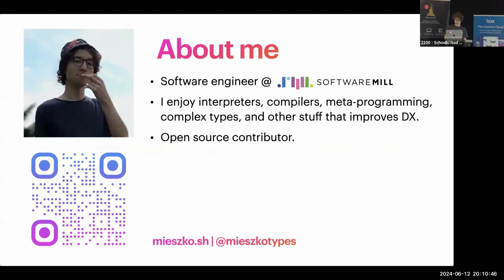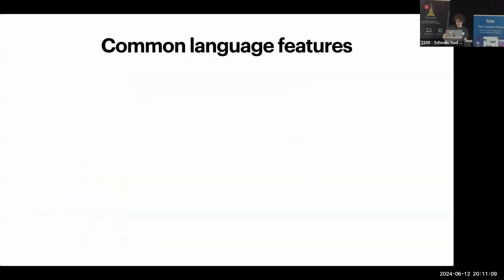So before we do that, just a little bit about me. My name is Mieszko Sabo. I'm a software engineer at a software house called Software Mill. I like interpreters, types, all things related to developer ergonomics and developer experience. Also, I have some open source projects related to type level programming. So feel free to check them out on my GitHub page later. And back to our topic.